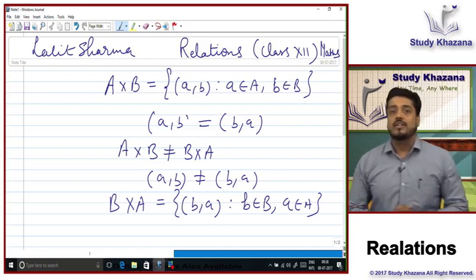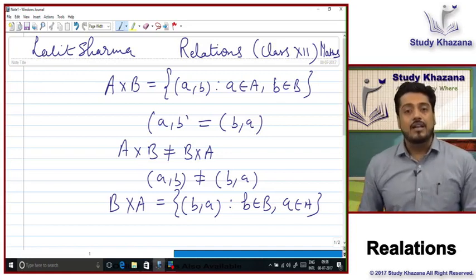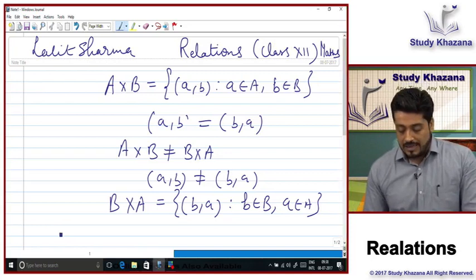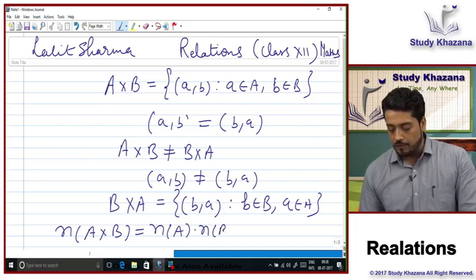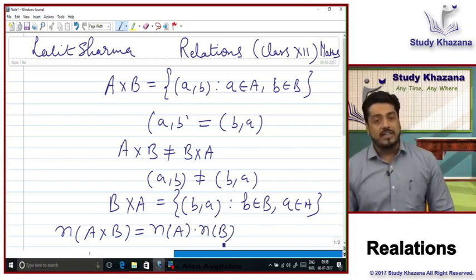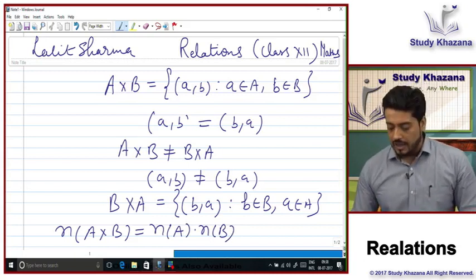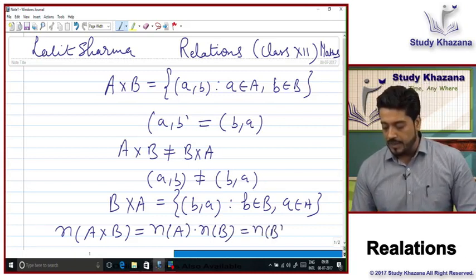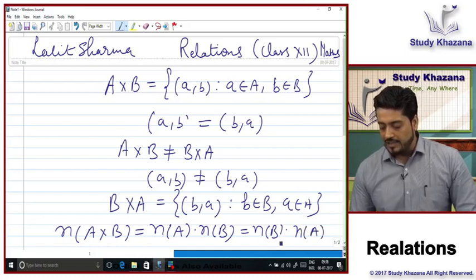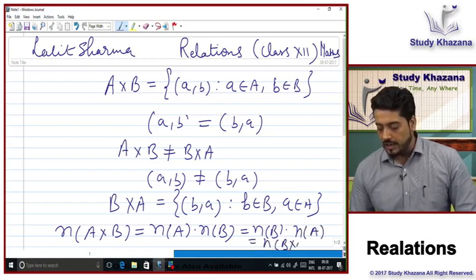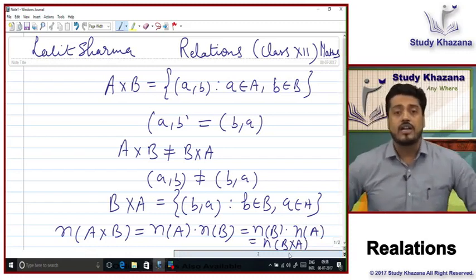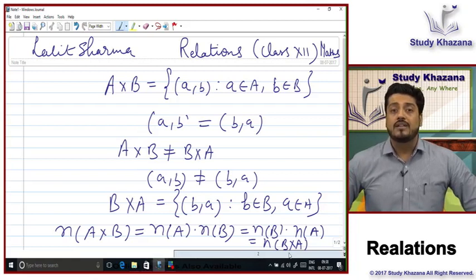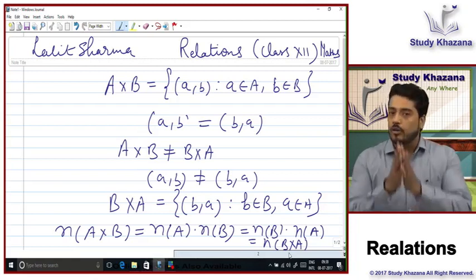Okay. Now the important point is about the cardinal number of the Cartesian product. The cardinal number of the Cartesian product A cross B is defined as the cardinal number of A into the cardinal number of B. Since we know that multiplication is a commutative operation, this can be written as n of B into n of A, and that is equivalent to n of B cross A. So we observed one important point, that the Cartesian product is not a commutative operation, but the cardinal number for both the sets is going to be the same.